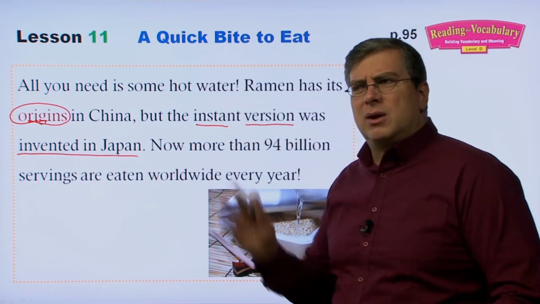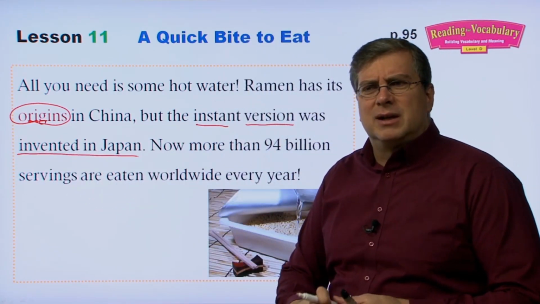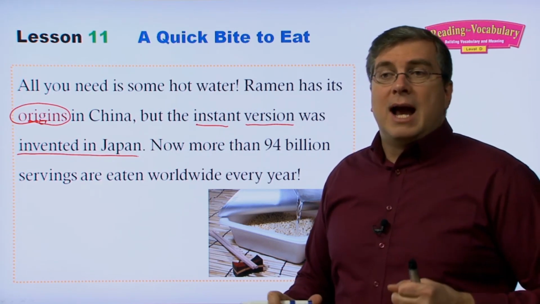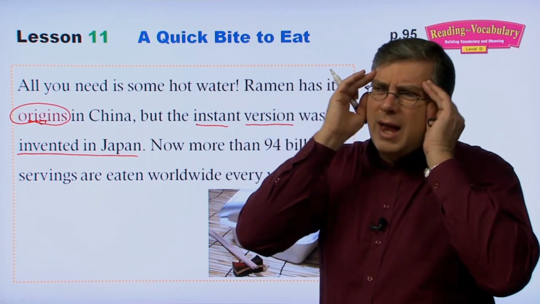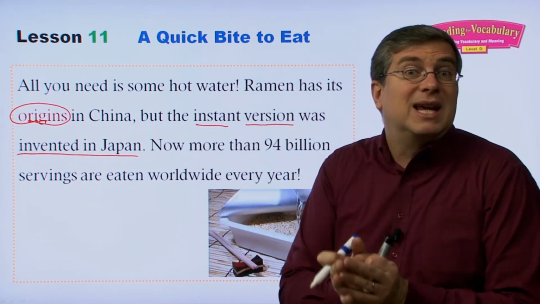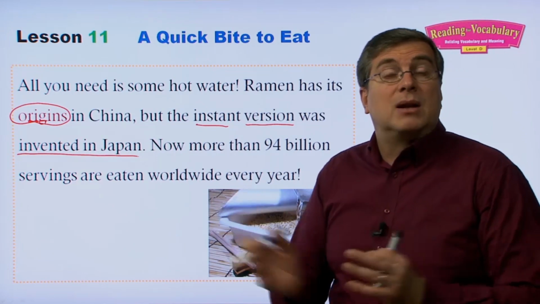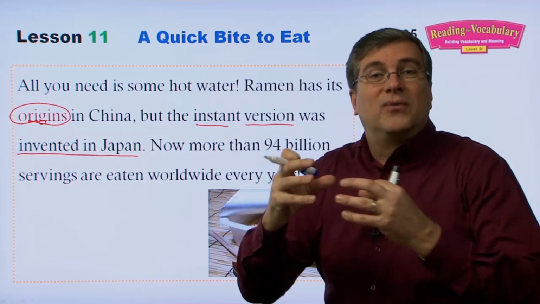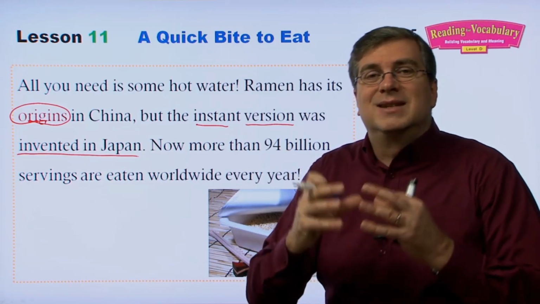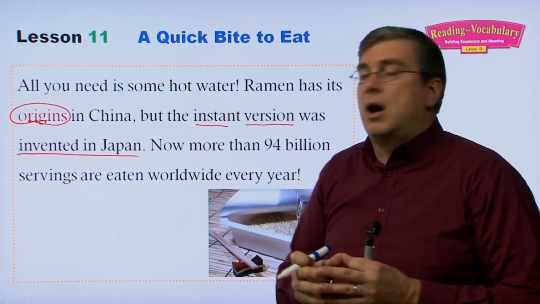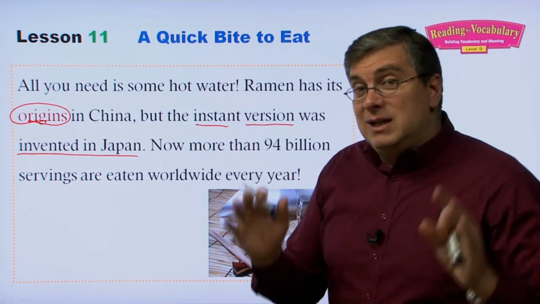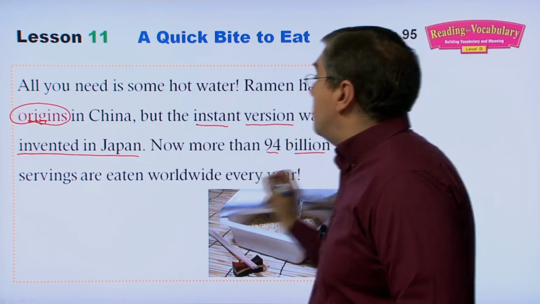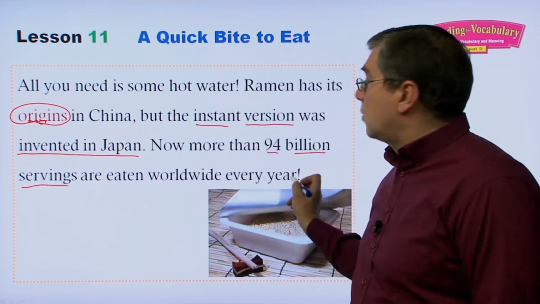I remember reading the story a long time ago about that. A Japanese guy was looking at how people were eating the noodles from China, the Chinese ramen, and they really liked it. And he was trying to think of, well, how can I make it so it's so convenient? People can carry it around with them, and they don't have to spend a lot of time to make it. And he was the one who invented or perfected the process of instant ramen noodles, that all you have to do is add hot water. And his idea was very successful. Now more than 94 billion servings are eaten worldwide every year.